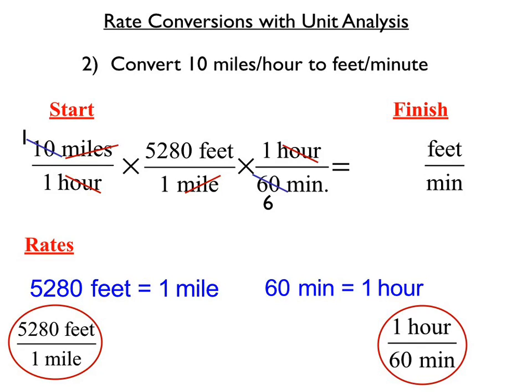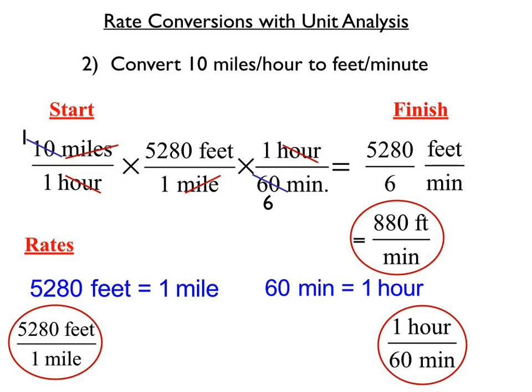And so now you could just leave it like that for now, but then you would have to divide it out because remember, unit rate means the denominator has to be 1. So you would need to figure out what 5,280 divided by 6 is. You can't leave a unit rate like that. I'll go ahead and do the math for you on that one. That's 880 feet per minute. 5,280 divided by 6 is 880. Okay, I would like you to try number 3 all the way through.